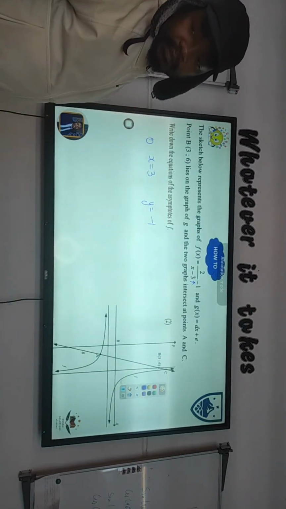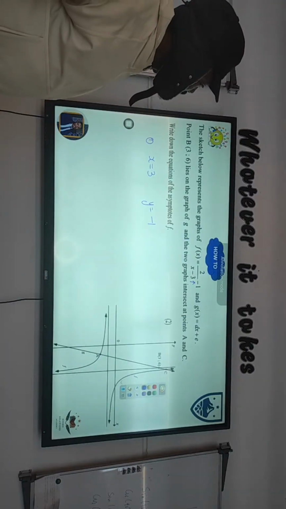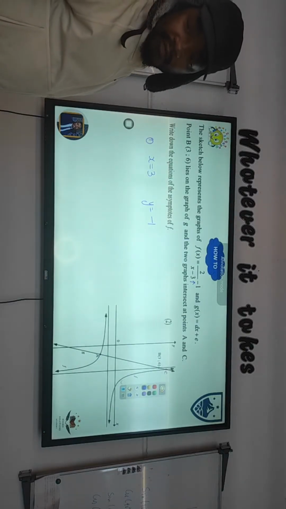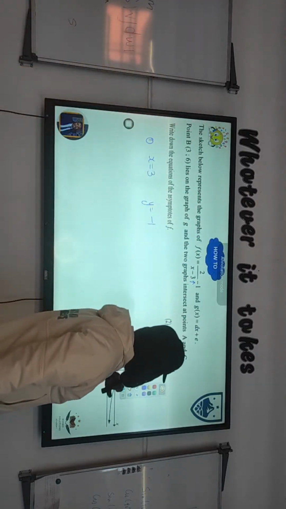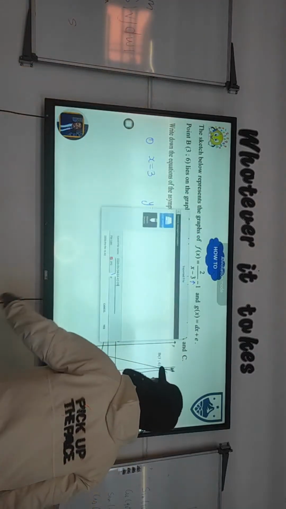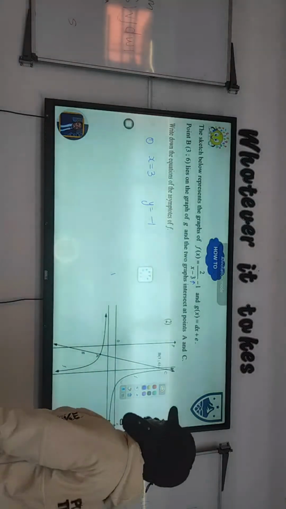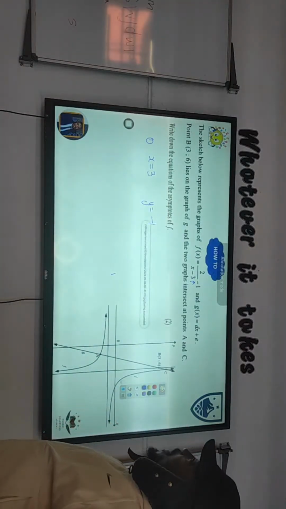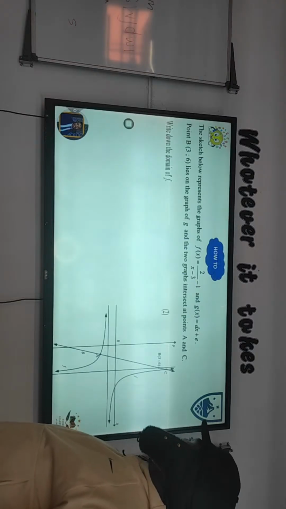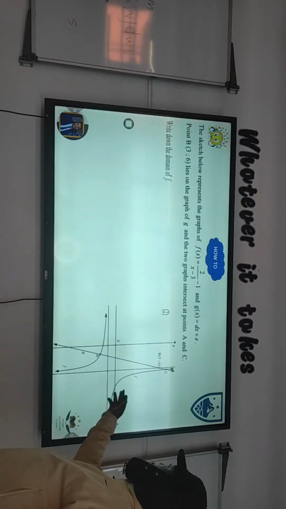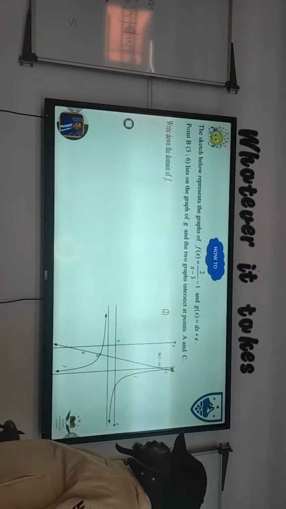And then we also have: write down the domain. Write down the domain of f. Remember, domain is those are x values.